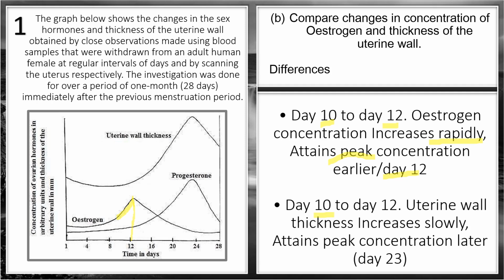Whereas in the same period, day 10 up to day 12, the uterine wall thickness increased slowly. It increased slowly from here up to day 12, and it attained a peak later on the 23rd day. So you see that the uterine wall attained the peak around here, and that was around the 23rd day.